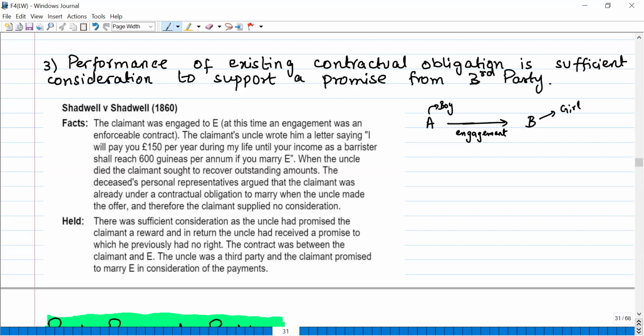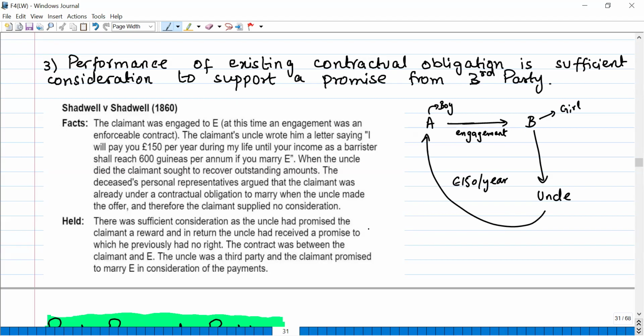The claimant's uncle wrote him a letter saying, I will pay you 150 pounds per year during my life until your income as a barrister shall reach 600 guineas per annum, if you marry E. So the girl's uncle, B's uncle, wrote a letter to the boy in which he said that I will pay you 150 pounds per year until your income becomes 600, when you promise to marry E, I think his niece. So that was the case.